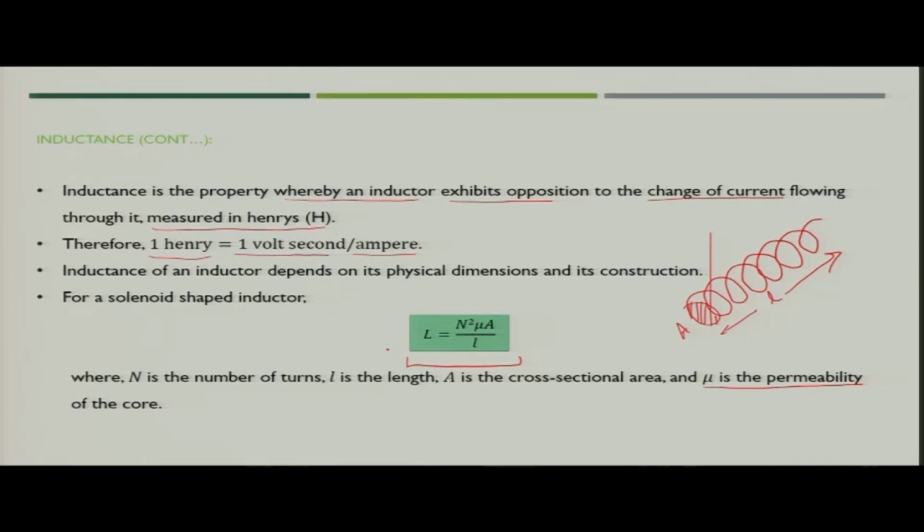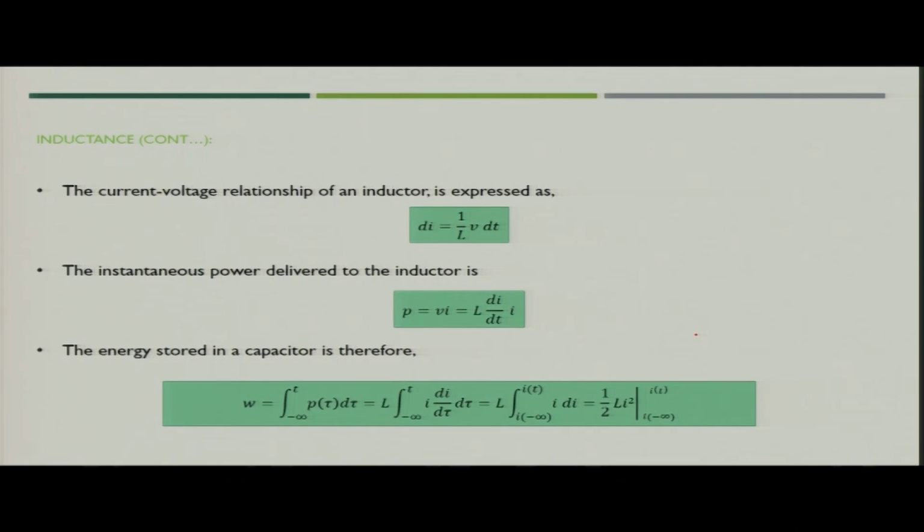Capital L is generally the symbol we use for representation of the inductor, and small l is the length of the inductor. So, now what can you write? You can write di is nothing but 1 upon L V dt, because we just now saw that V is nothing but L di by dt. So, using this you can also write di is nothing but 1 by L V dt. So, to find out the power delivered to the inductor, you will write P is nothing but V I, where you replace V with L di by dt, and current I.